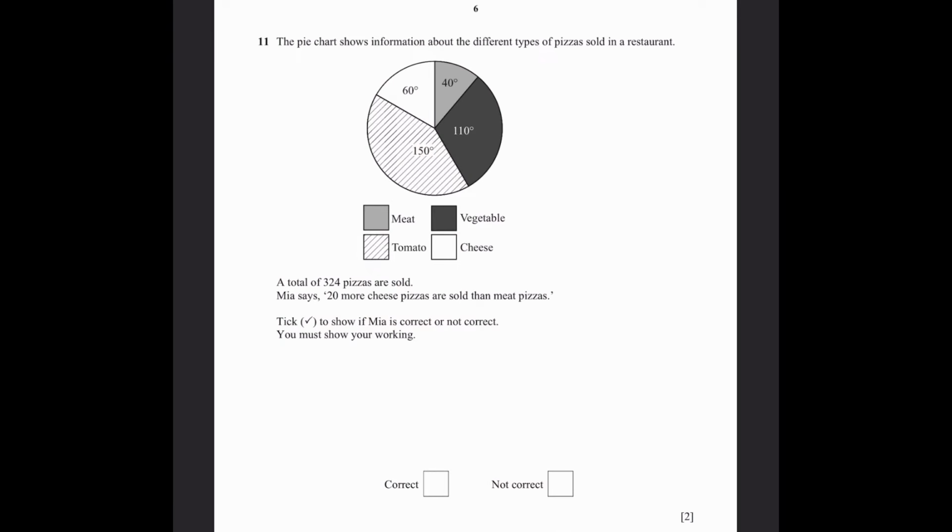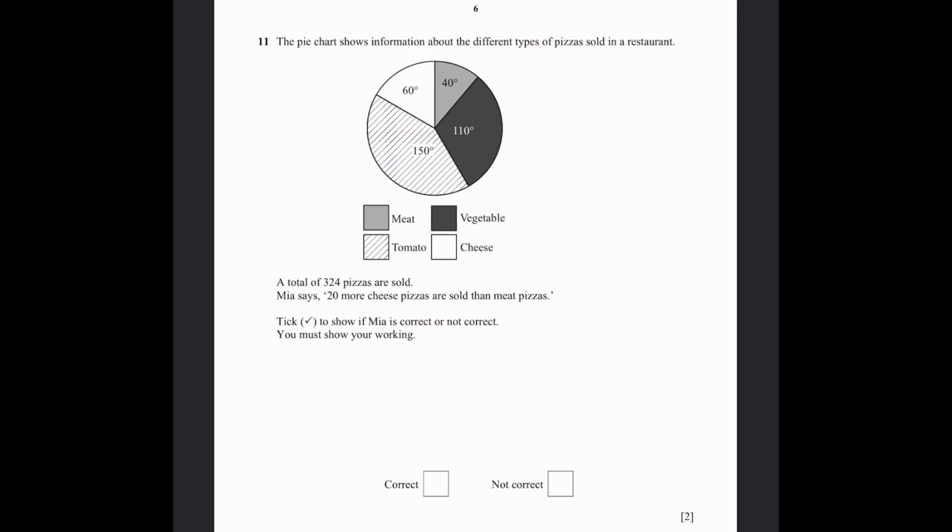The pie chart shows information about the different types of pizzas sold in a restaurant. A total of 324 pizzas are sold. Nia says 20 more cheese pizzas are sold than meat pizzas. Tick to show if Nia is correct or not correct, you must show your working. Well, if there are 324 pizzas sold, that means the number of cheese pizzas will be this portion here. And since the pie chart has a total of 360 degrees, the number of cheese pizzas will be given by the angle divided by 360 times the number of pizzas in total.